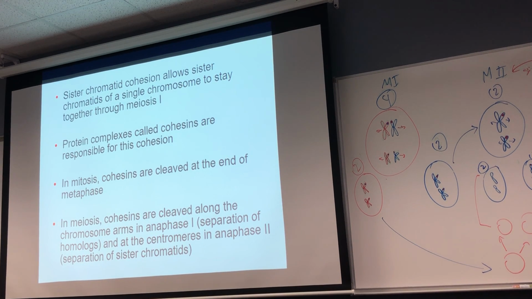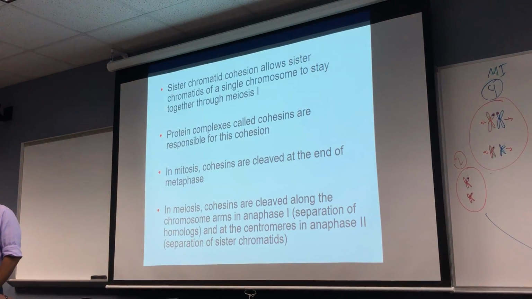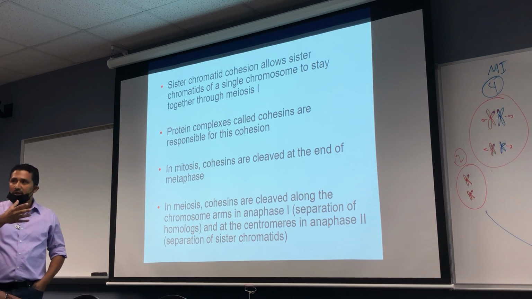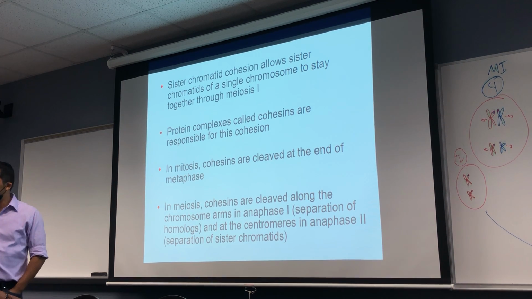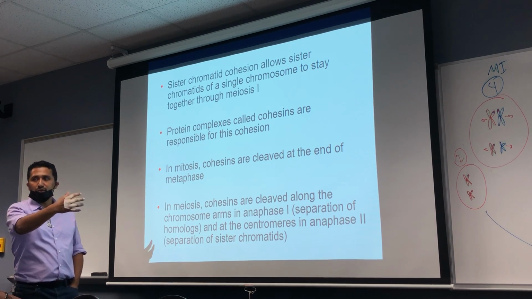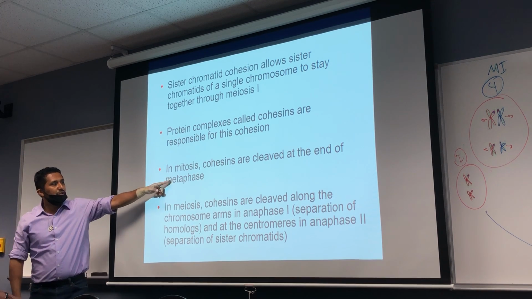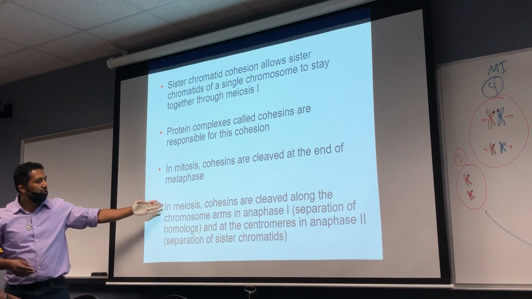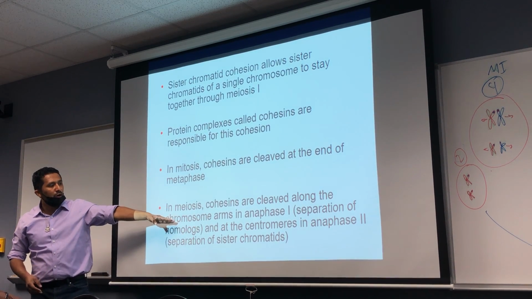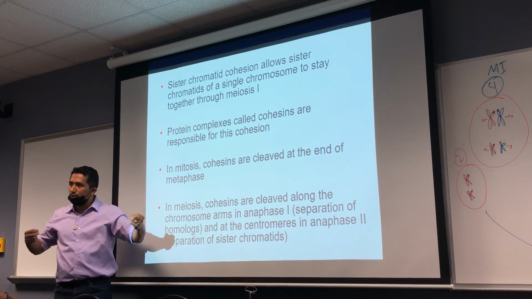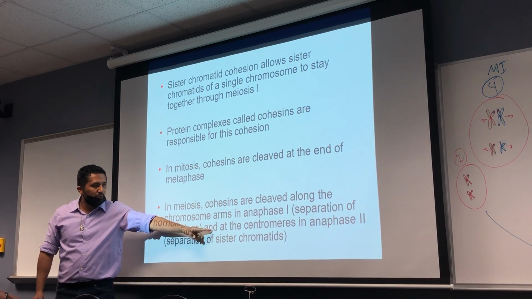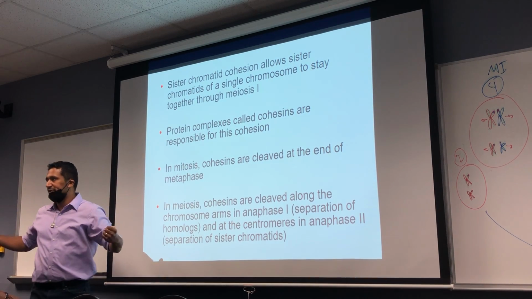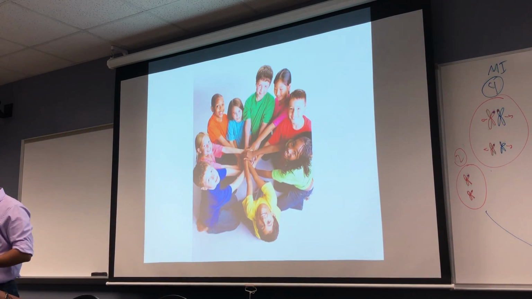Alright, so here you have the sister chromatids. They are held together by cohesion, right? That's what allows these single chromosomes to stay together through meiosis 1. That's why they're not separated, because the sister chromatids are still together. These are protein complexes called cohesins that are responsible for this union, this cohesion. In mitosis, these cohesins are cleaved at the end of metaphase, which separates the chromosomes. In meiosis, these cohesins are cleaved along the chromosome arms in anaphase 1, that is the separation of the homologous chromosomes, and at the centromeres in anaphase 2, where the chromatids separate. So it comes in parts, how they are cleaved.